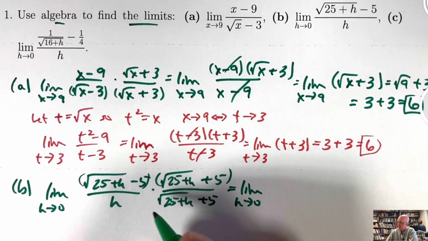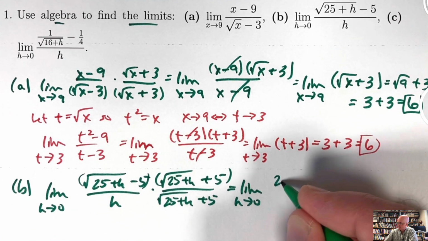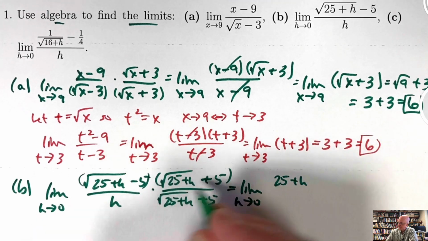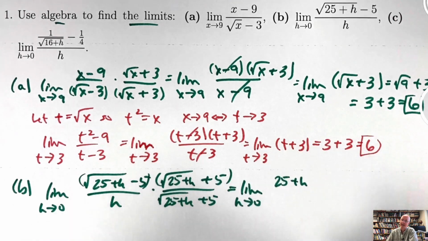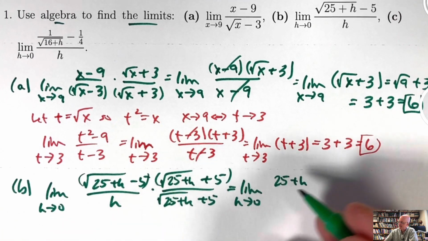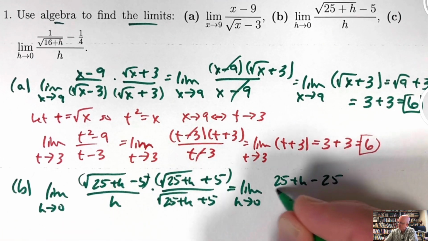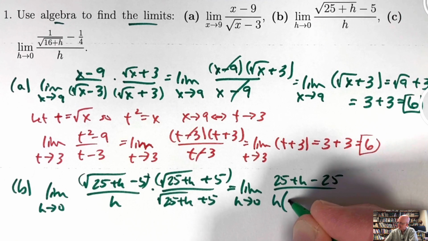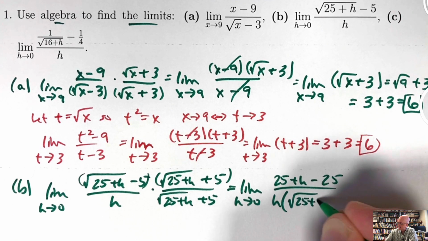First times first. The square roots go away. I get 25 plus h. The outside products and inside products cancel. That is, again, the magic of multiplying by the conjugate. And then last times last is minus 25. Already you can see nice looking kinds of things are going to happen here.